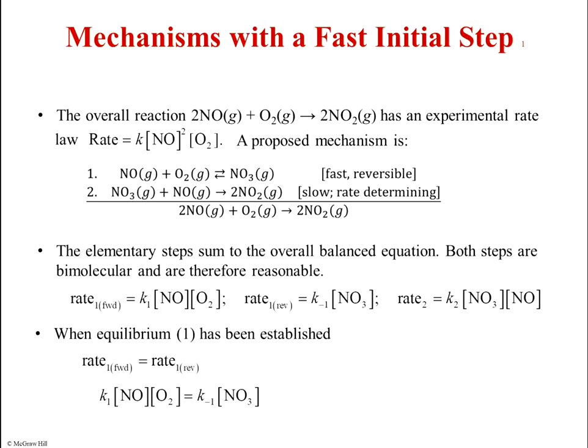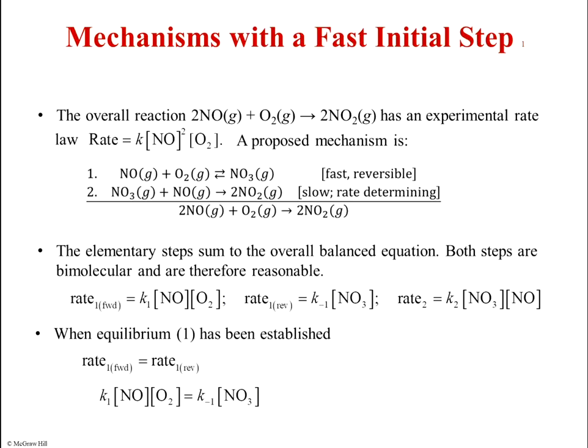Now notice, let's just pause here for a second. We have a fast reversible reaction that's not rate determining. Then we have a slow rate determining step. The molecularity and the rate law for that step should determine the rate for the process. In this case, you might say rate 2 would equal the overall rate. It would equal K2 times the nitrogen trioxide concentration times NO.